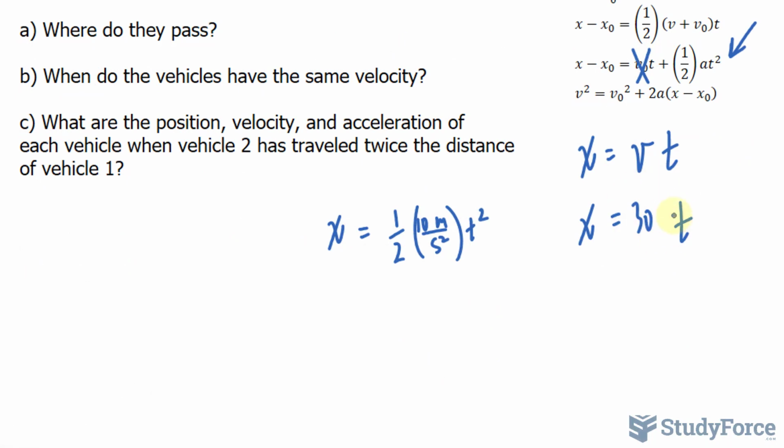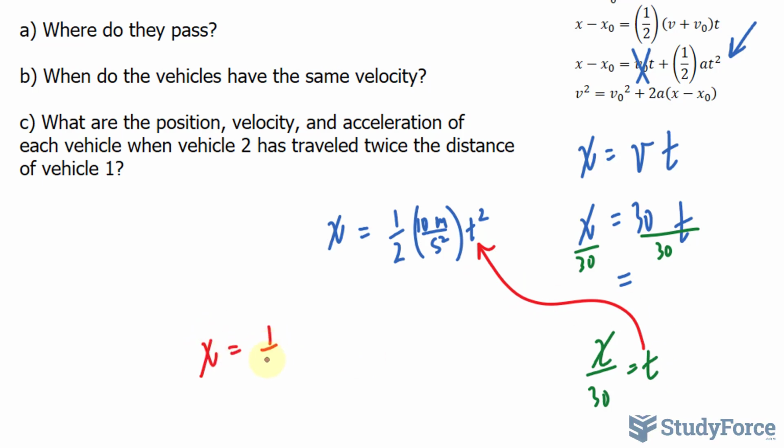What we can do now is solve for t in this equation and substitute its content into here so we can isolate for x. In case you're confused, here's what I mean. I'll divide both sides of this equation by 30, and we're left with x over 30 is equal to t, and I'll substitute that right there. x is equal to half times, and I'll ignore the units because it will cause confusion for us, 10 times x over 30 squared. This is not hard to do.